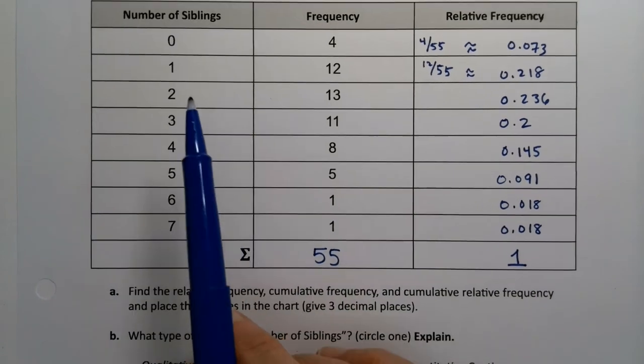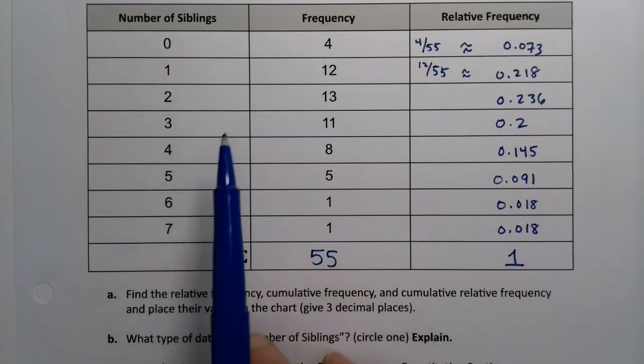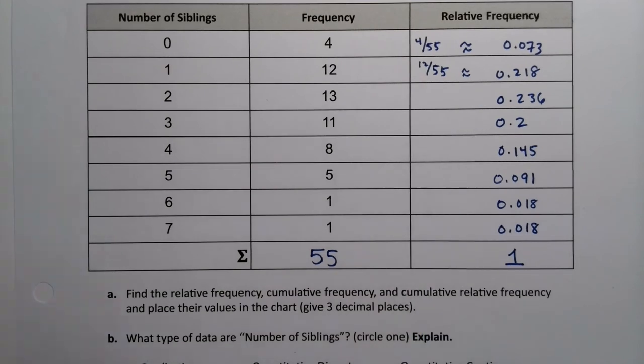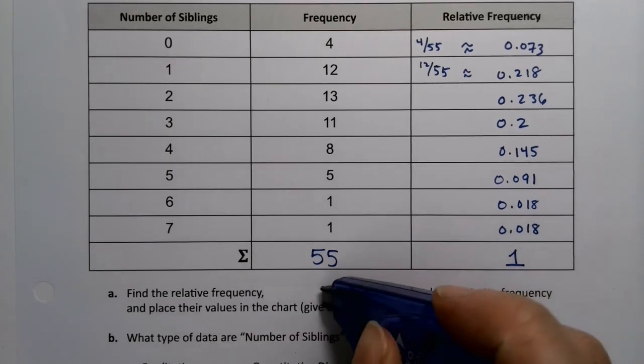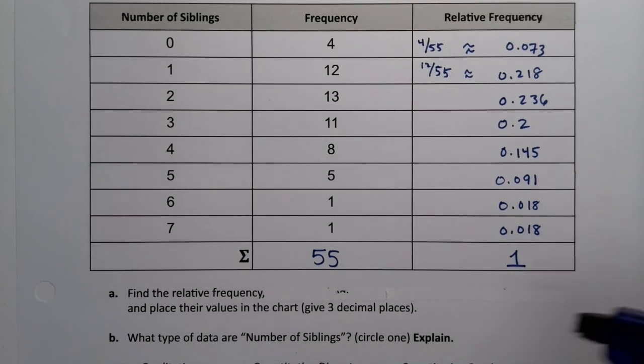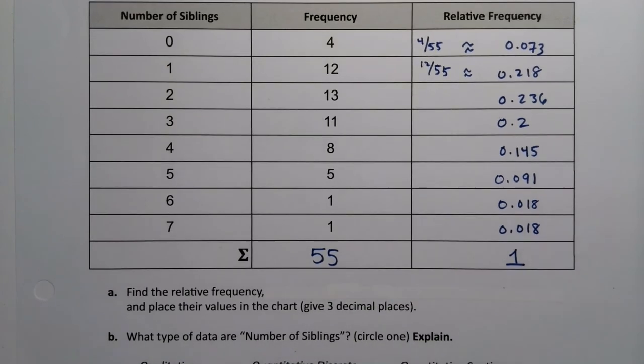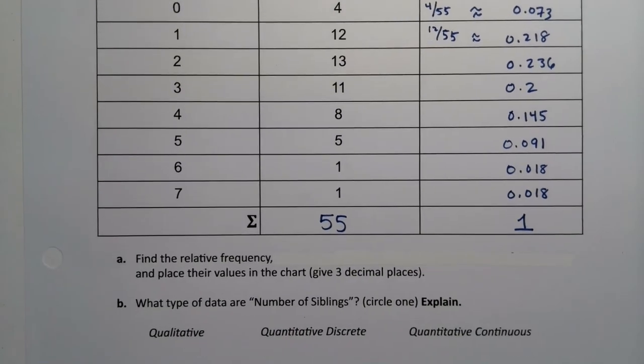All right, so we have our number of siblings, we have our frequency, we have our relative frequency, and actually I've gotten rid of these pieces, so sorry about that. I will delete that for future. And place their values in the chart.